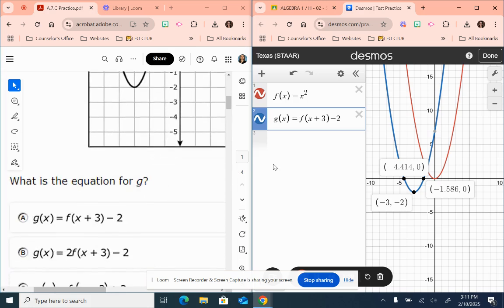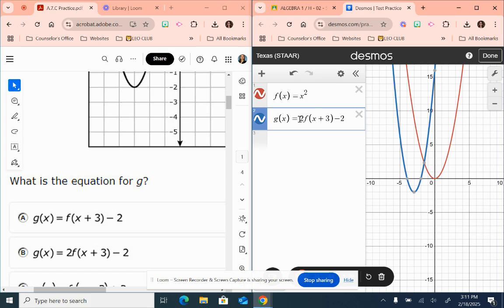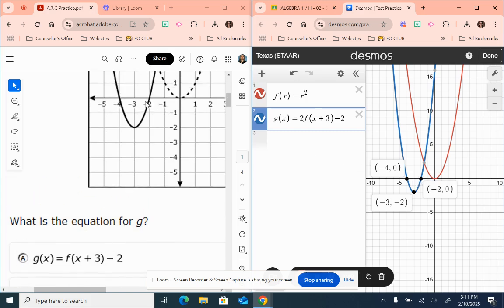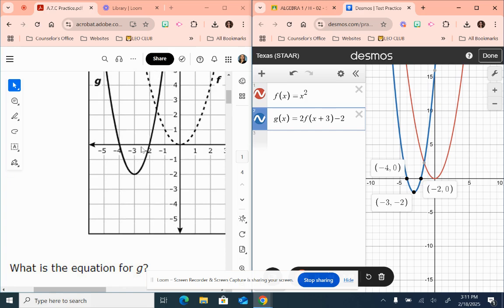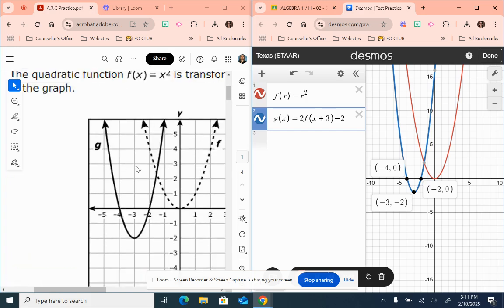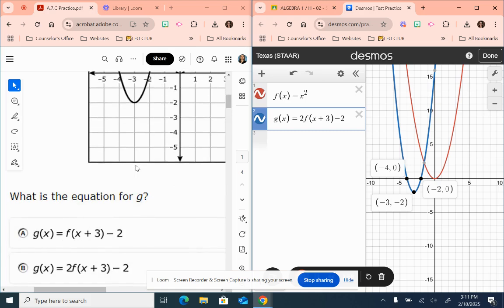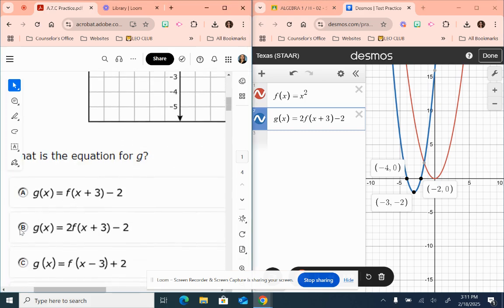So I'm going to try B. And if you read B, it reads g of x equals 2. So the only difference is that 2. So I'm just going to type in 2 right there. F of x plus 3 minus 2. Once I make that small slight change, I do know that the vertex stayed the same. However, the x-intercepts do now match the new graph g of x on my question. So I know that B happens to be my answer.